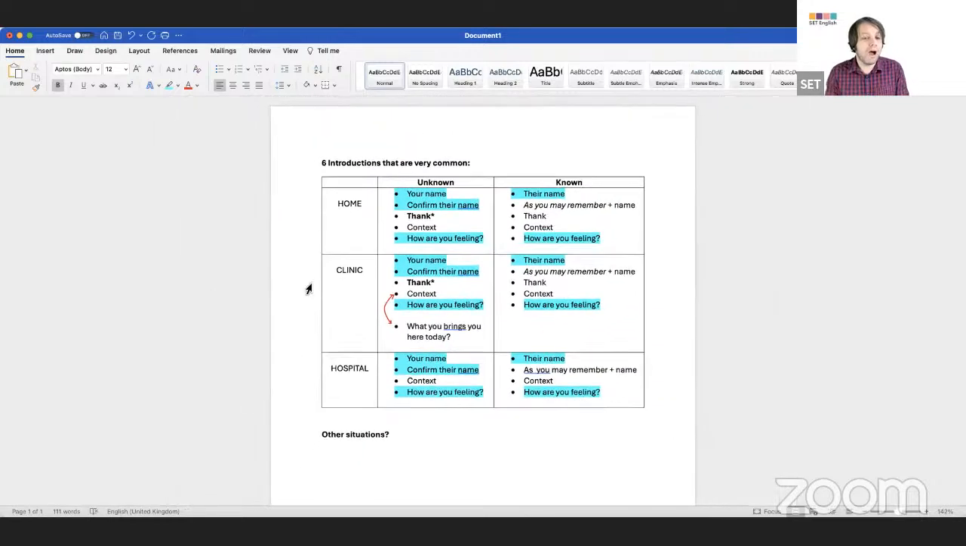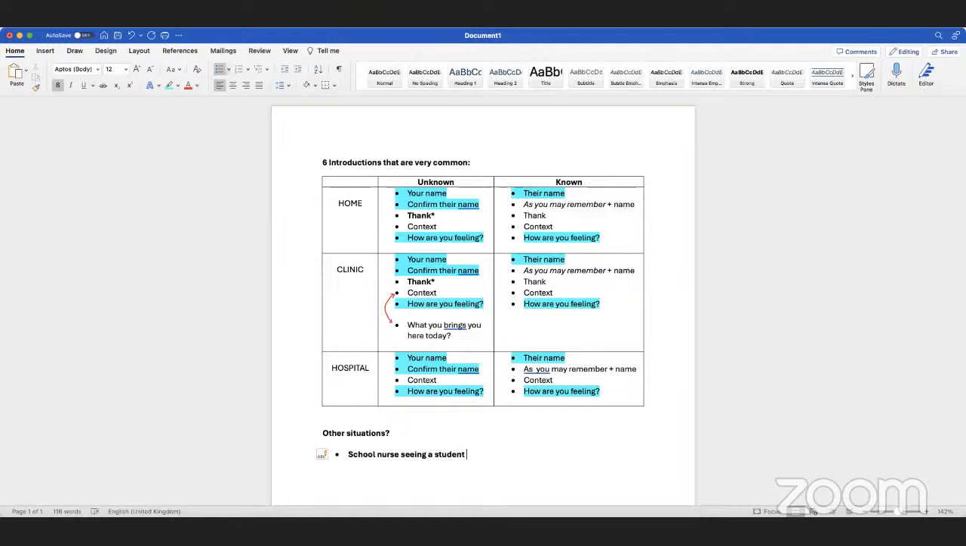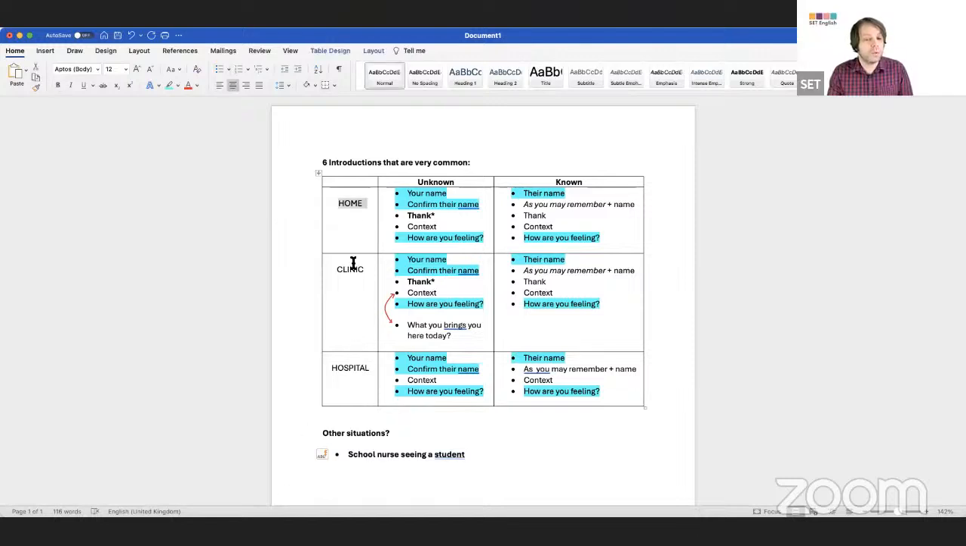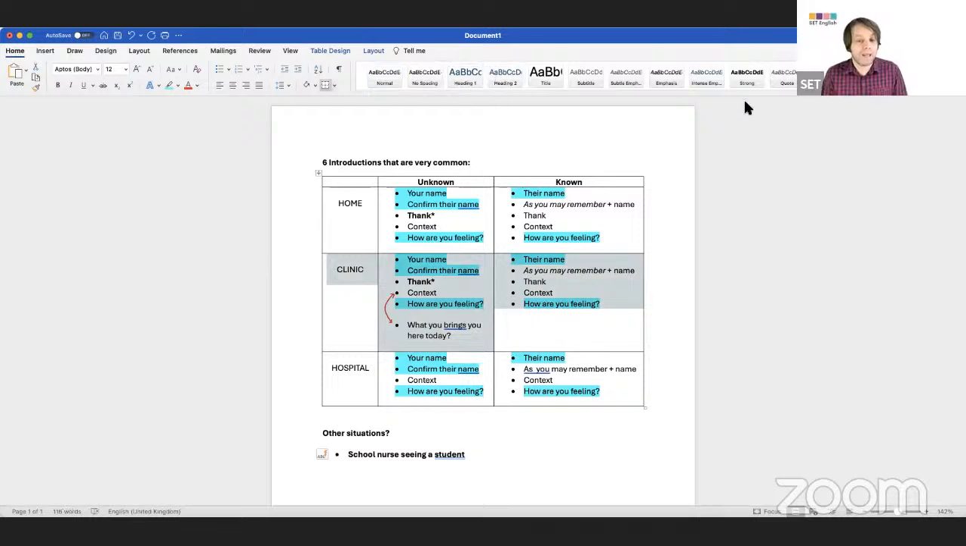Remember, there are other situations, like, for example, let me just quickly give examples. What if you're in a school, you're a school nurse seeing a student? What should you say in that situation? Anyone? Again, you can say your name. Maybe they don't know you. Which one is the most similar? Clinic. Guys, just use the clinic and maybe you can change it, Virginia, like you're saying.